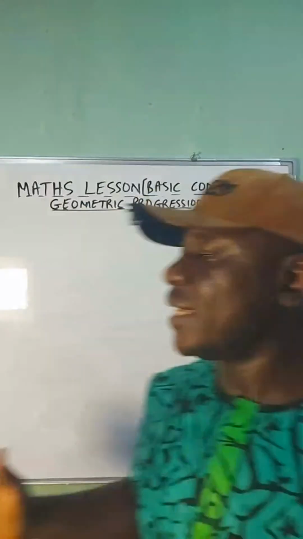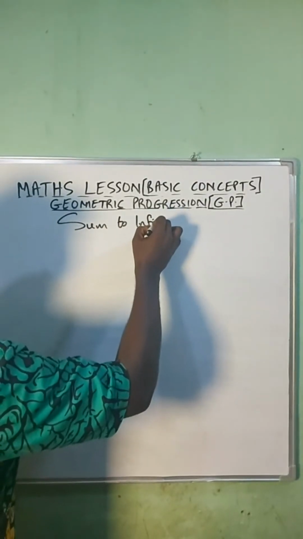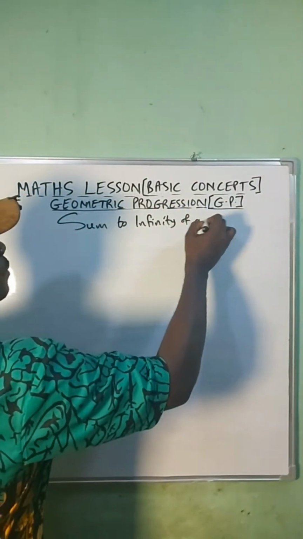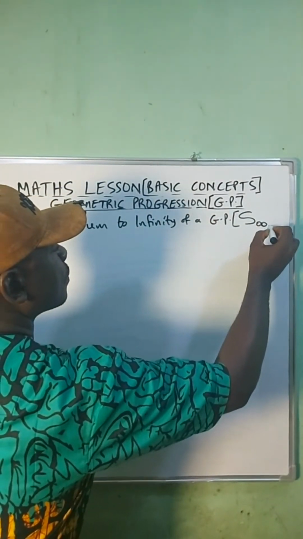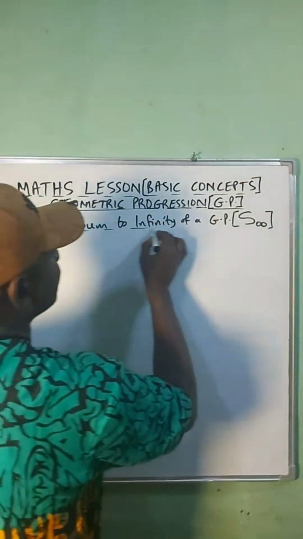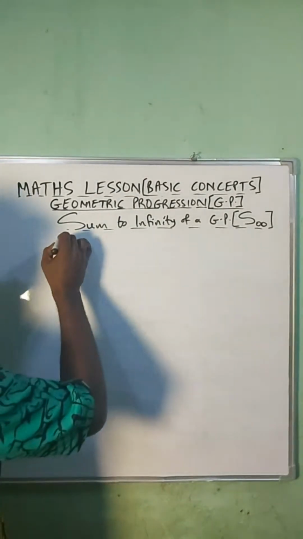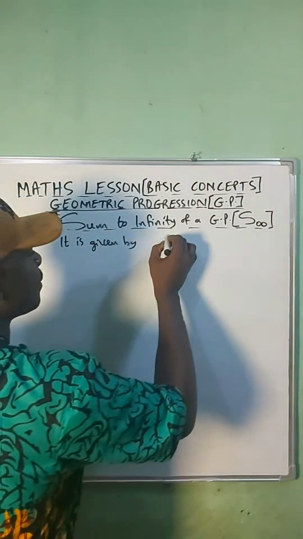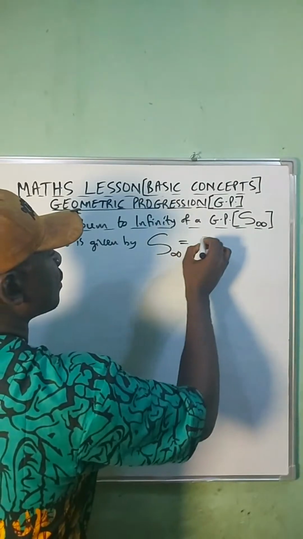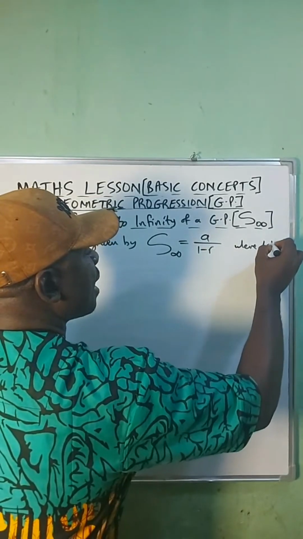The next segment we have is sum to infinity. Sum to infinity of a GP is given by a all over 1 minus r, where r is less than 1.